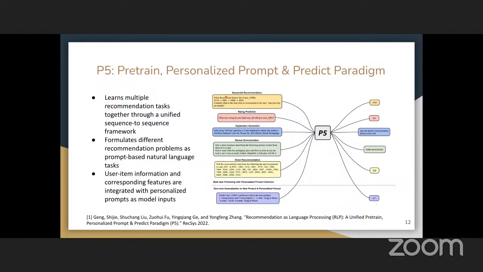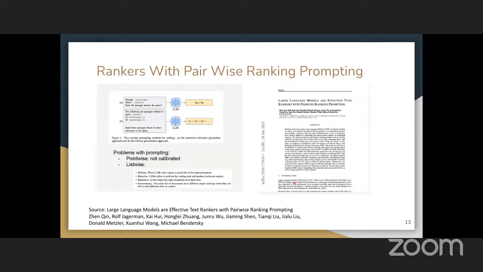If it is a sequential recommendation, it generates a sequence output. Then you can ask a rating prediction question and it will generate a rating as output. Similarly, if you ask for an explanation, review, summary, or direct recommendation, it can do all kinds of work, and it can do all the types of multitasking we require for a system.